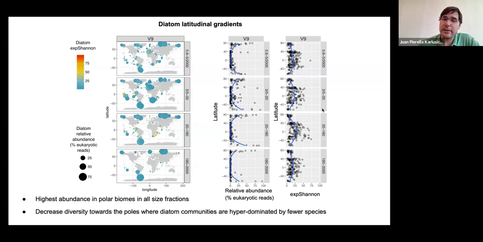And in terms of diversity, which is the other scatter plot, there is an increase towards the equator. So the diversity latitudinal gradient is the opposite of the abundance gradient, probably because where diatom communities are very abundant, they are hyper-dominated by fewer species.